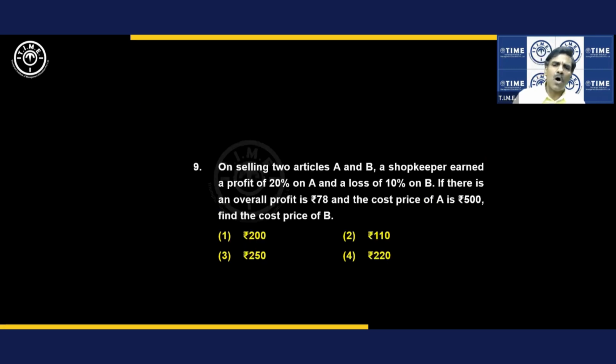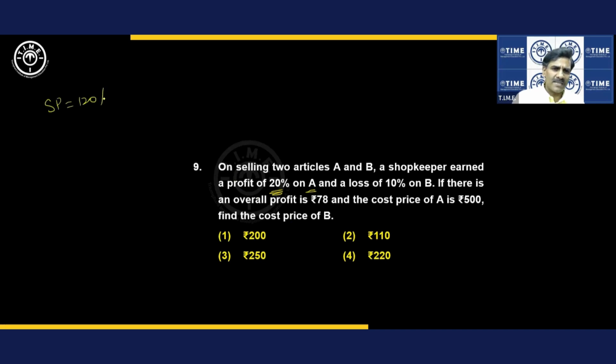The next one, on selling 2 articles, this is a standard question that we are having here. A shopkeeper earned a profit of 20% on A and a loss of 10% on B. If there is an overall profit of rupees 78, the cost price of A is 500 rupees. Find the cost price of B. So if you are observing carefully, we know by selling A, there is a profit of 20%. That means selling price will become basically what?